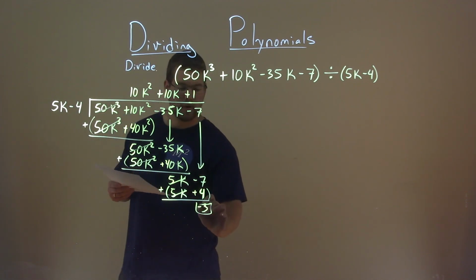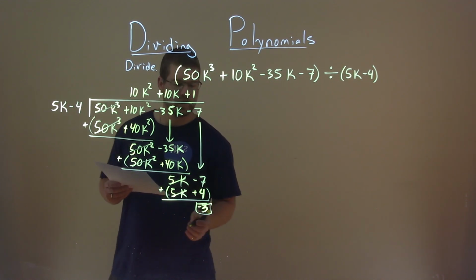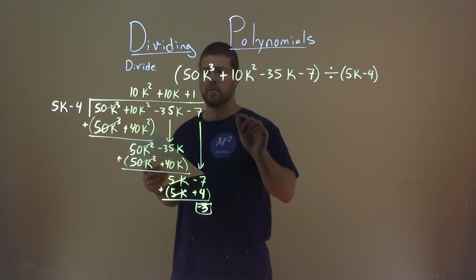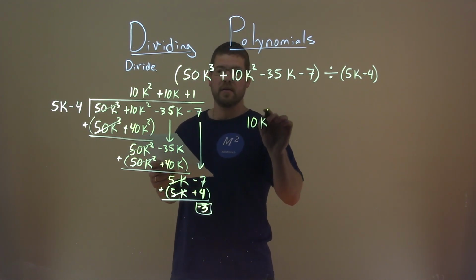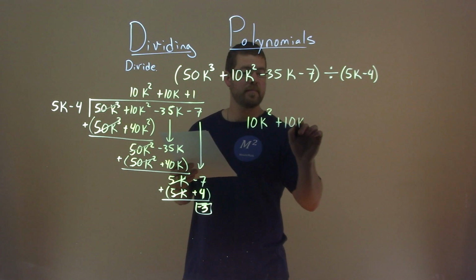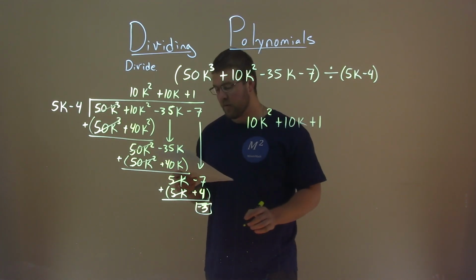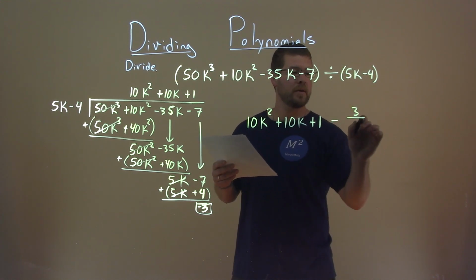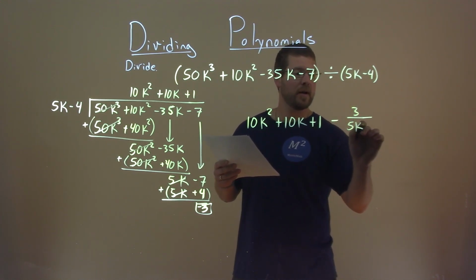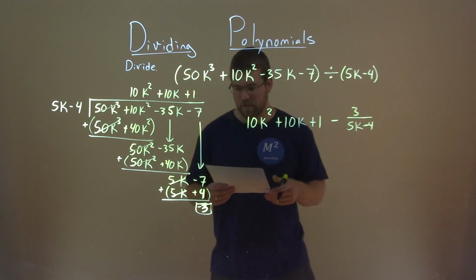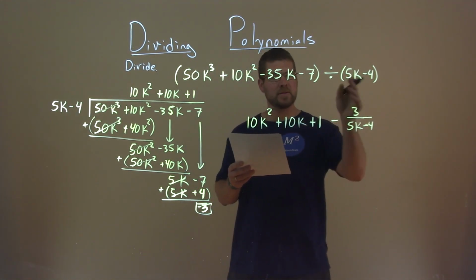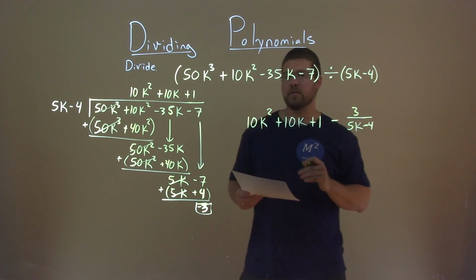And that's my remainder, if I can write it here. That's a 3. All right. Or minus 3. So how can we apply this? Well, let's bring down the first part. 10k squared plus 10k plus 1. And then our remainder is minus 3. So we have minus 3 over what we're dividing by here, 5k minus 4. And there we have our final answer. 10k squared plus 10k plus 1 minus 3 divided by 5k minus 4.